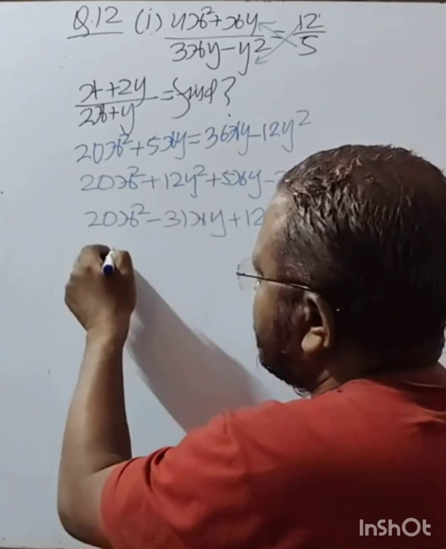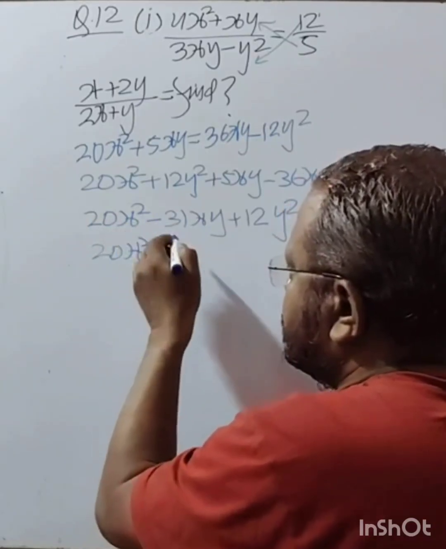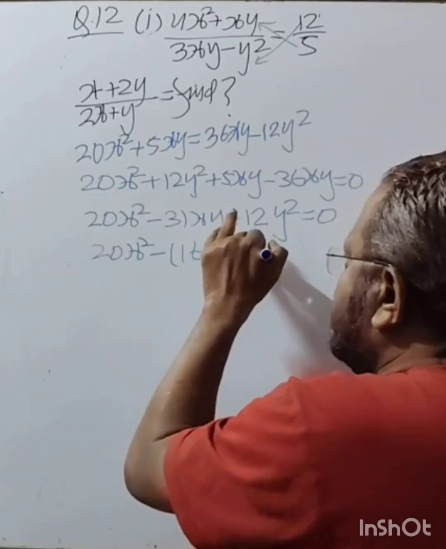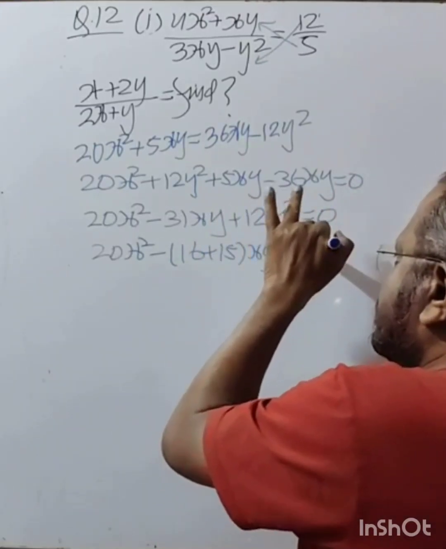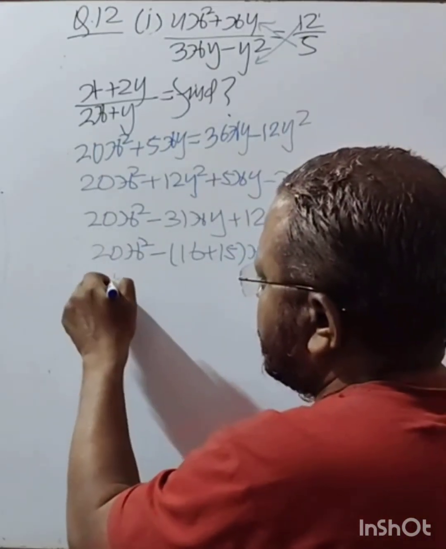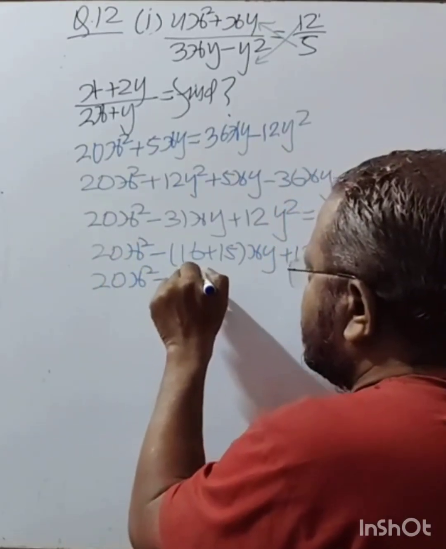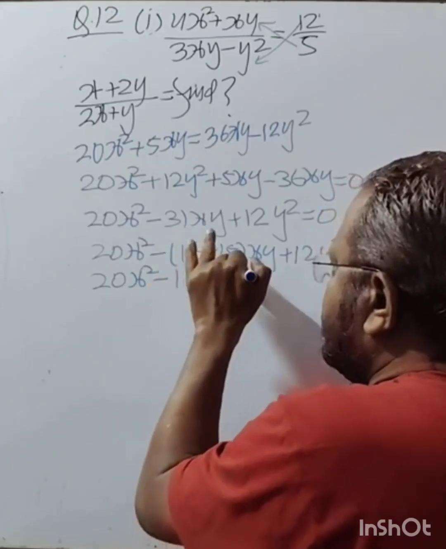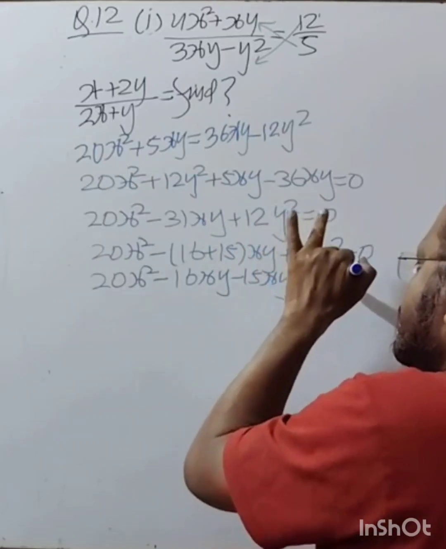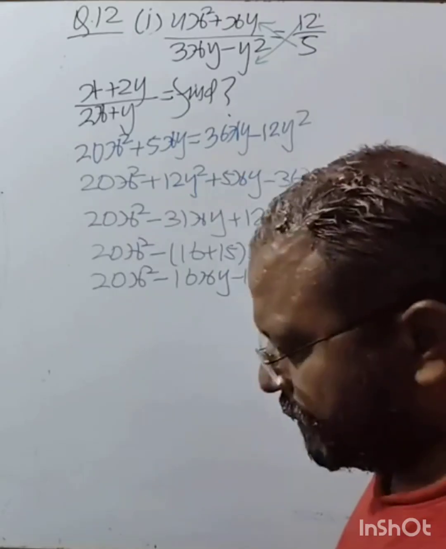So 16 plus 20x square minus 16 plus 15xy plus 12y square is equal to 0. So we get 20x square minus 16xy minus 15xy plus 12y square is equal to 0, right?